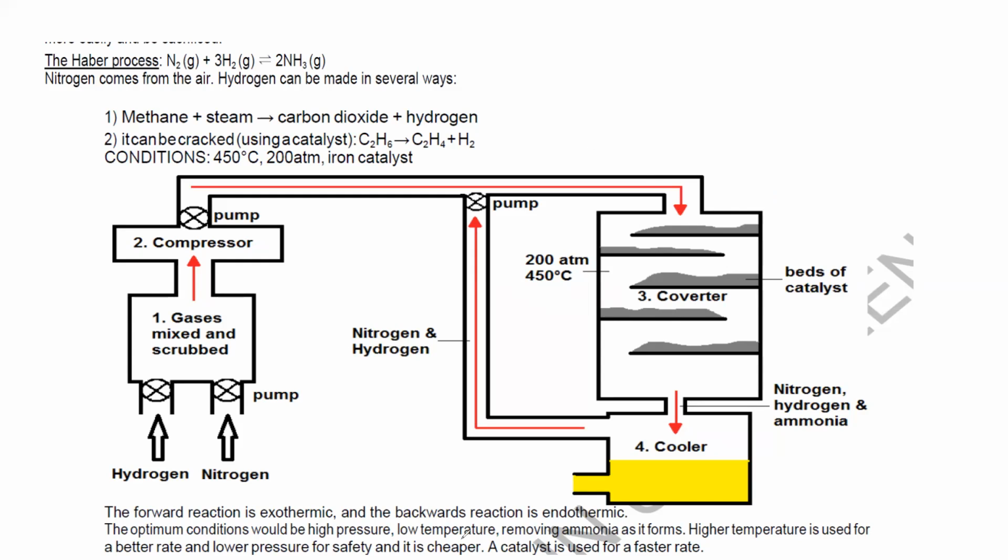What will be the effect of increasing the temperature, and what will be the effect of increasing or decreasing the pressure? When nitrogen reacts with hydrogen, N2 plus 3H2 will give 2NH3. And the forward reaction is exothermic.